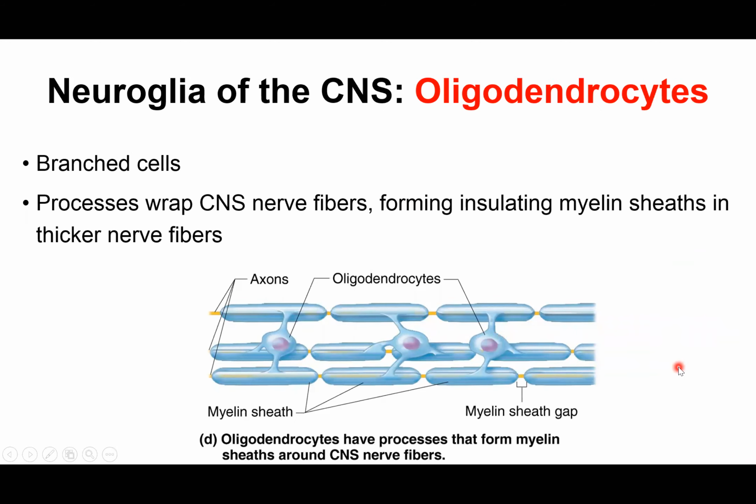Okay, the fourth type of cells that we're going to talk about are called oligodendrocytes. I encourage you to say that word out loud a couple times because it's a very fun word to say. But these are branched cells whose job is to wrap CNS nerve fibers and produce and form those myelin sheaths. Okay, so the oligodendrocytes are the ones that are producing myelin sheaths in the central nervous system.